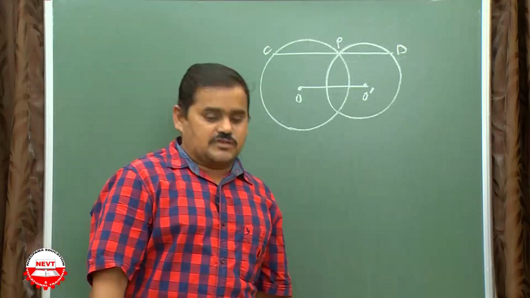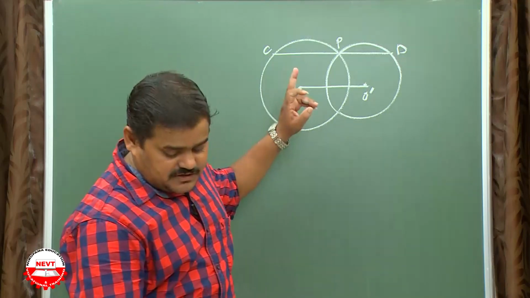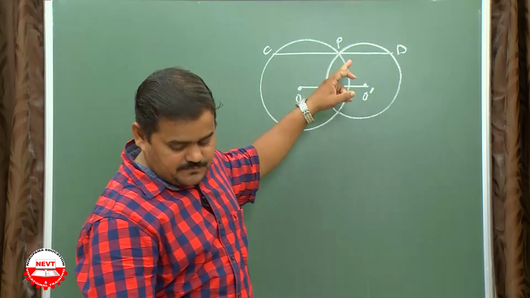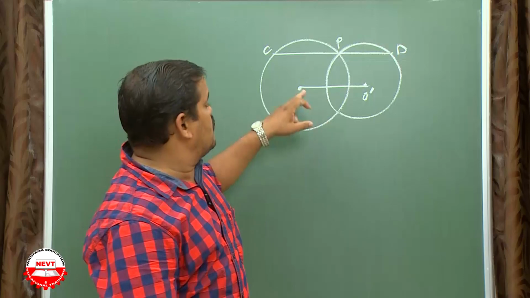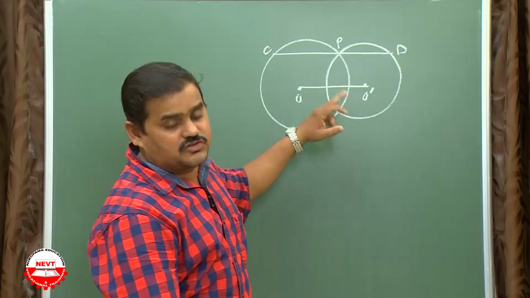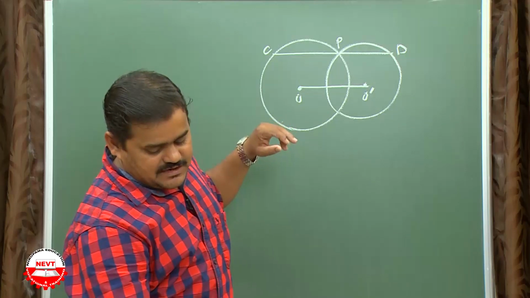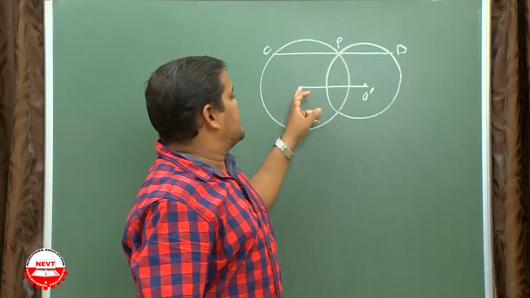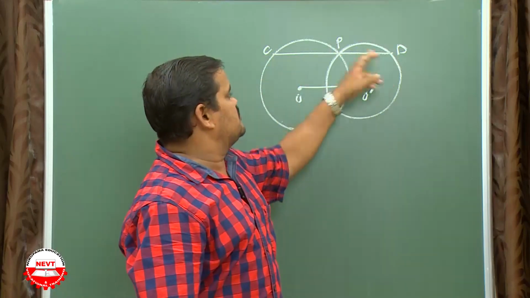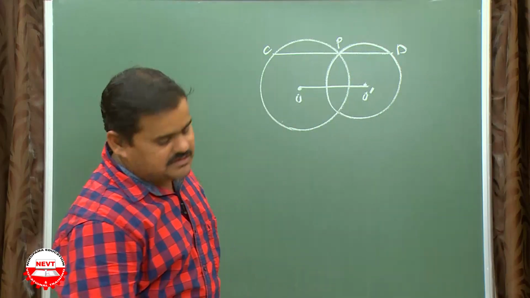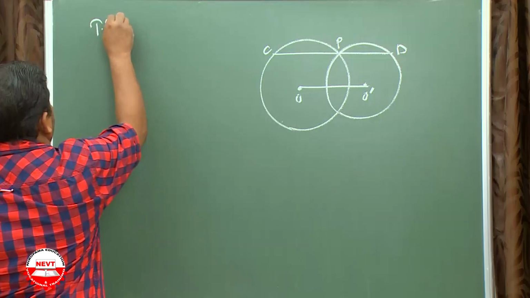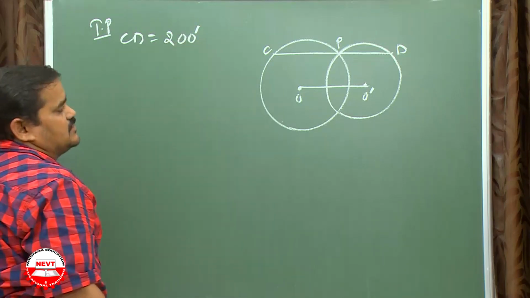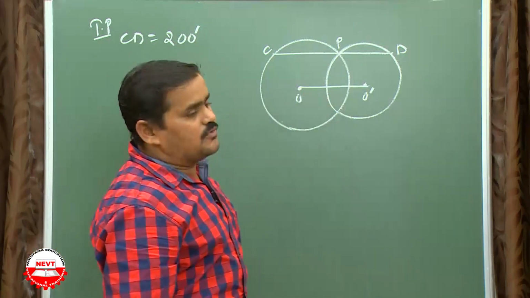Okay? Come to the next important question. This is a very, very important question. Just see. Two circles whose centers are O and O dash intersect at P. Through P, a line parallel to OO dash, where O and O dash are centers of both circles, intersects the circles at C and D. That means a line drawn parallel to OO dash at P intersects both circles at C and D. Prove that CD is equal to twice of OO dash. Okay?